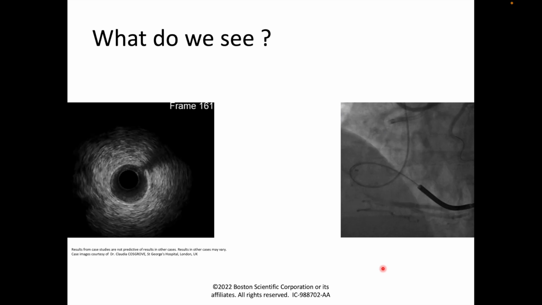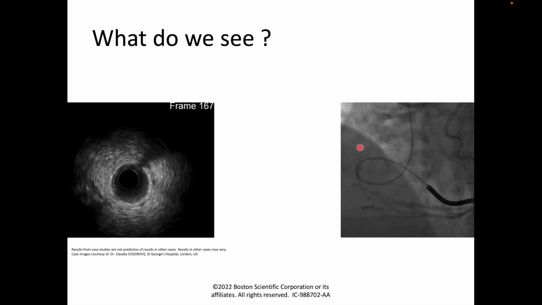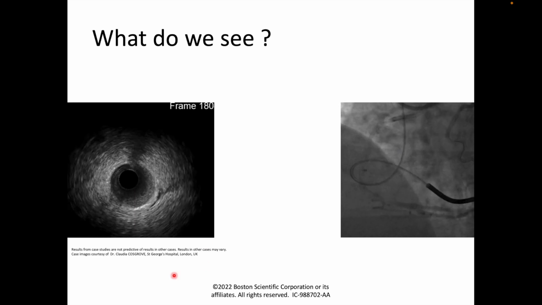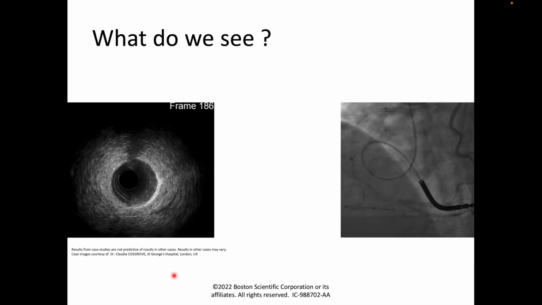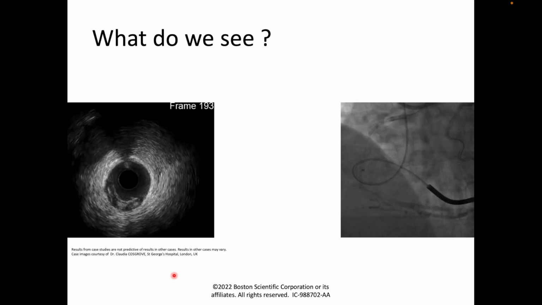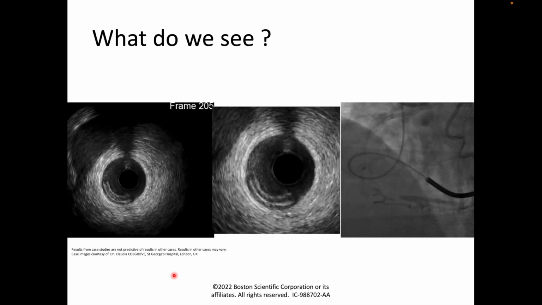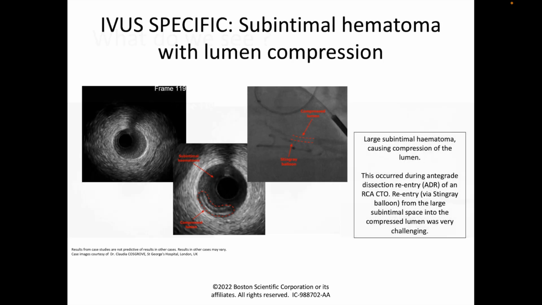Now this is again CTO PCI. You can see the guide catheter extension sitting here, and if you look at the IVUS run, I'll show you a still image of it as well. So there you can see a fish mouth appearance appearing right here. So this is the compressed true lumen, and the IVUS catheter is present in the false lumen.